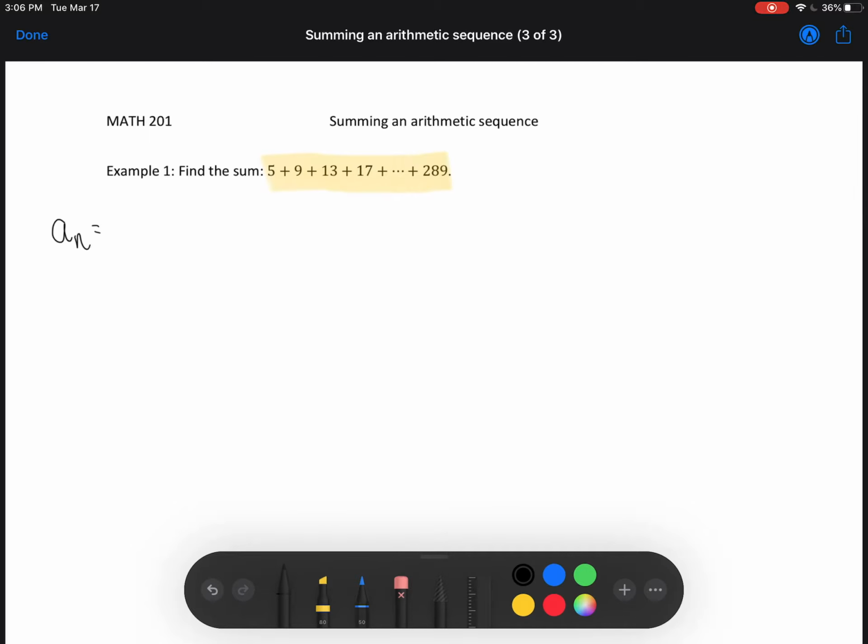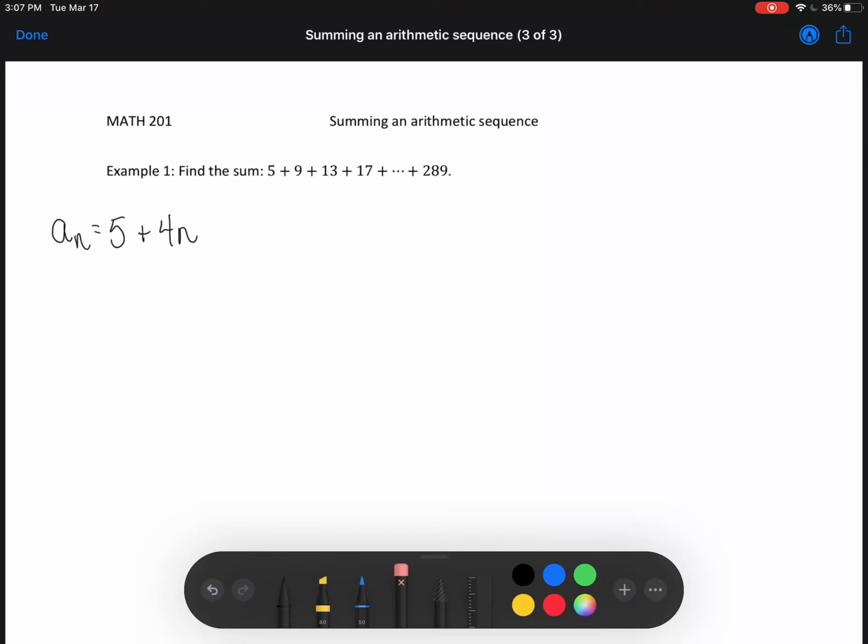Remember, our closed formula is always going to be the first term plus the common difference, the d, which in this case is 4, times n. So here we have a sub n equals 5 plus 4 times n. That's the form of each of these numbers in this sequence.